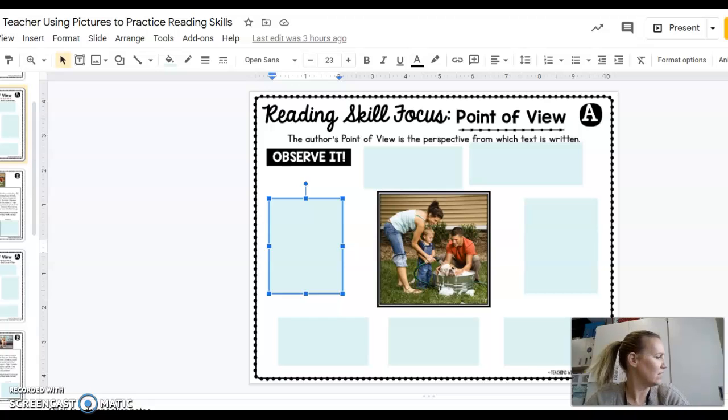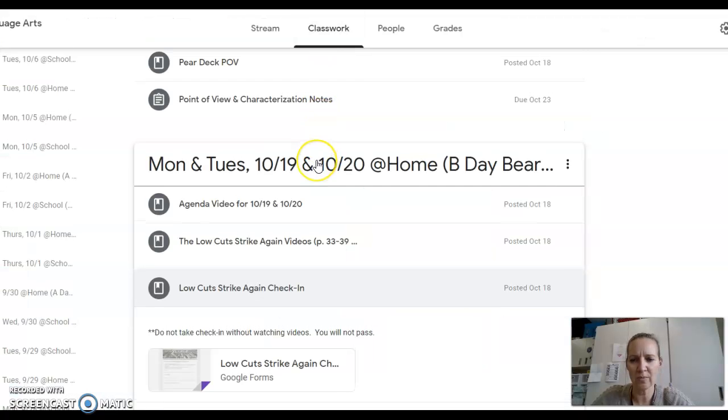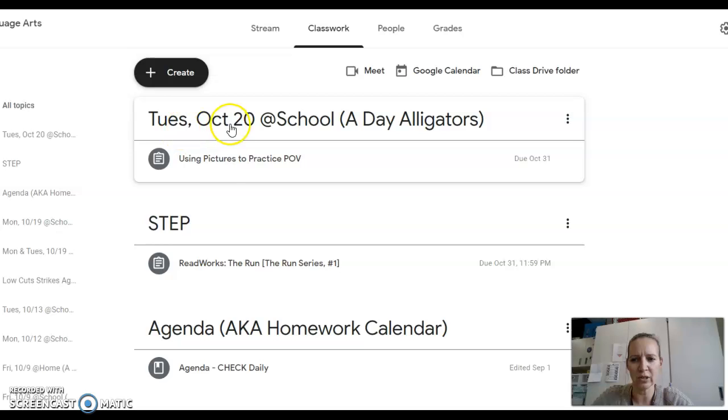Okay, this lesson is for October 20th, or on another day that it might be October 23rd. This is a really quick mini lesson on how to do this assignment, and the assignment is using pictures to practice reading skills. You can find the assignment in Google Classroom, and today it's under October 20th, using pictures to practice point of view, but if you're a B kid, it's going to be under another day. So just make sure you're checking the day that you missed to be doing this.